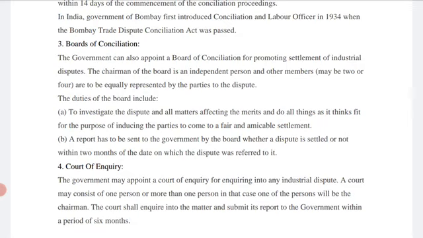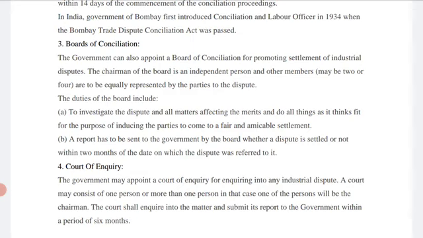A board of conciliation is a board which is established to stop such type of dispute. The government can also appoint a board of conciliation for promoting settlement of industrial disputes. The chairman of the board is an independent person, and the other members, maybe 2 or 4, are to be equally represented by the parties to the dispute. For example, if 4 people are appointed, then 2 should be representatives of the employer and 2 representatives of the employee.